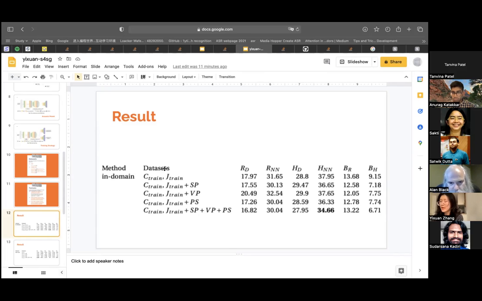I forgot to say that here, R denotes the word error rate for read speech, and the D denotes that the test set is from native Dutch speakers, and NN denotes non-native Dutch speakers. H denotes HMI speech, and the B thing on the right denotes the bias, which is a word error rate difference.